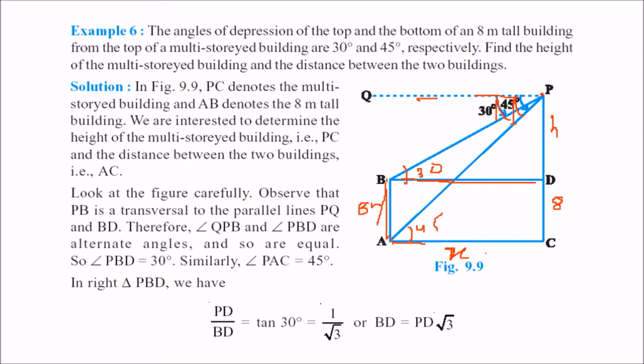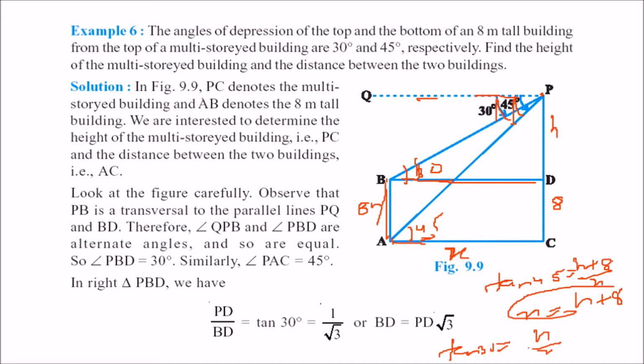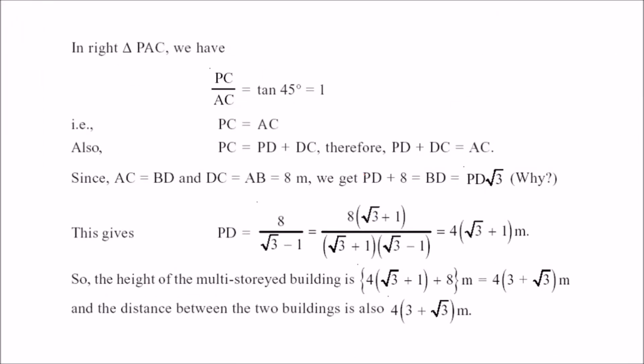So take tan 45. Tan 45 is 1, which is h plus 8 by x. So x will be h plus 8. This is the first equation. And what will be tan 30? Tan 30 is h by again x. So we'll place one equation in another and let us see how to solve it. So this will be 8 plus h, and this PD can be easily found out, PD is equal to AC. So this is 8 by root 3 minus 1. If we solve it, the way I explained, you can easily find out the distance and the height of the building.